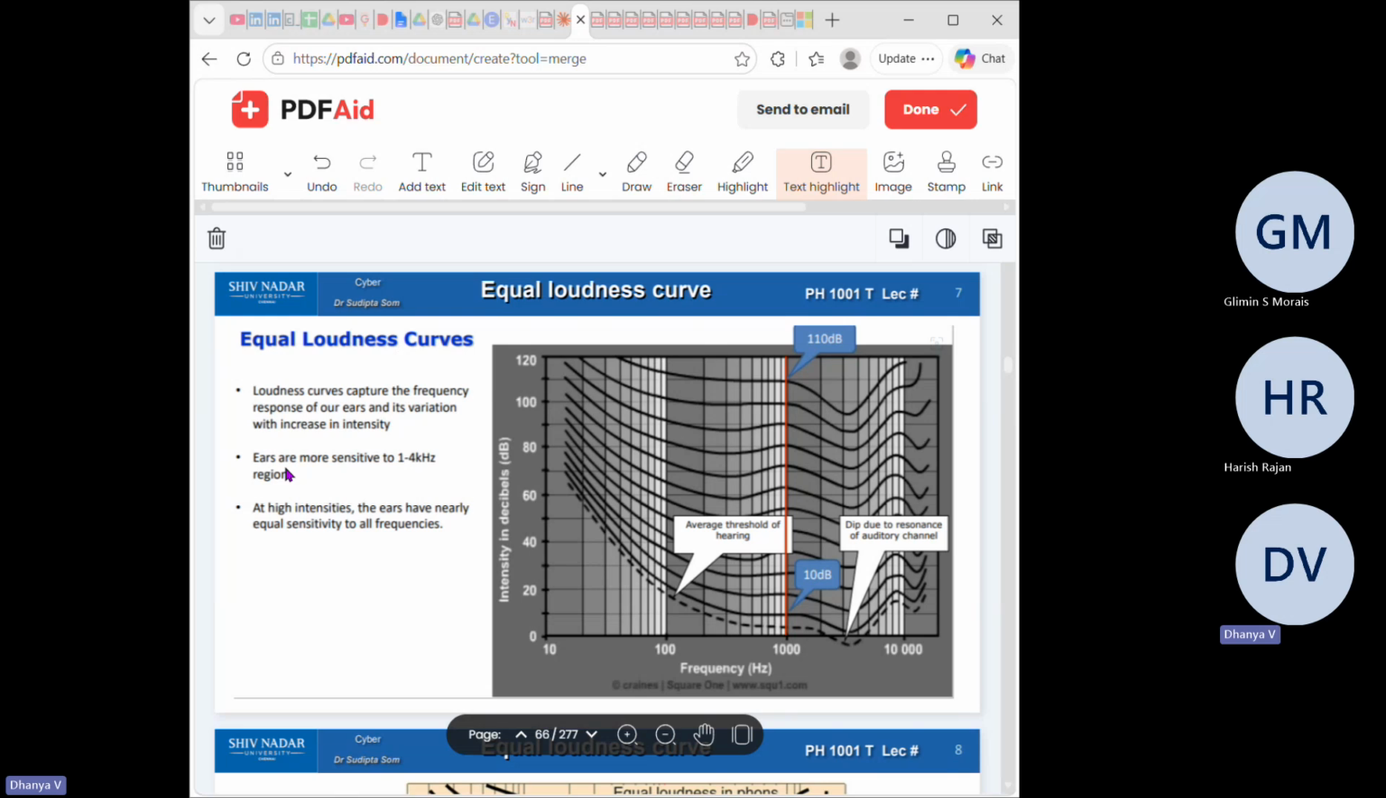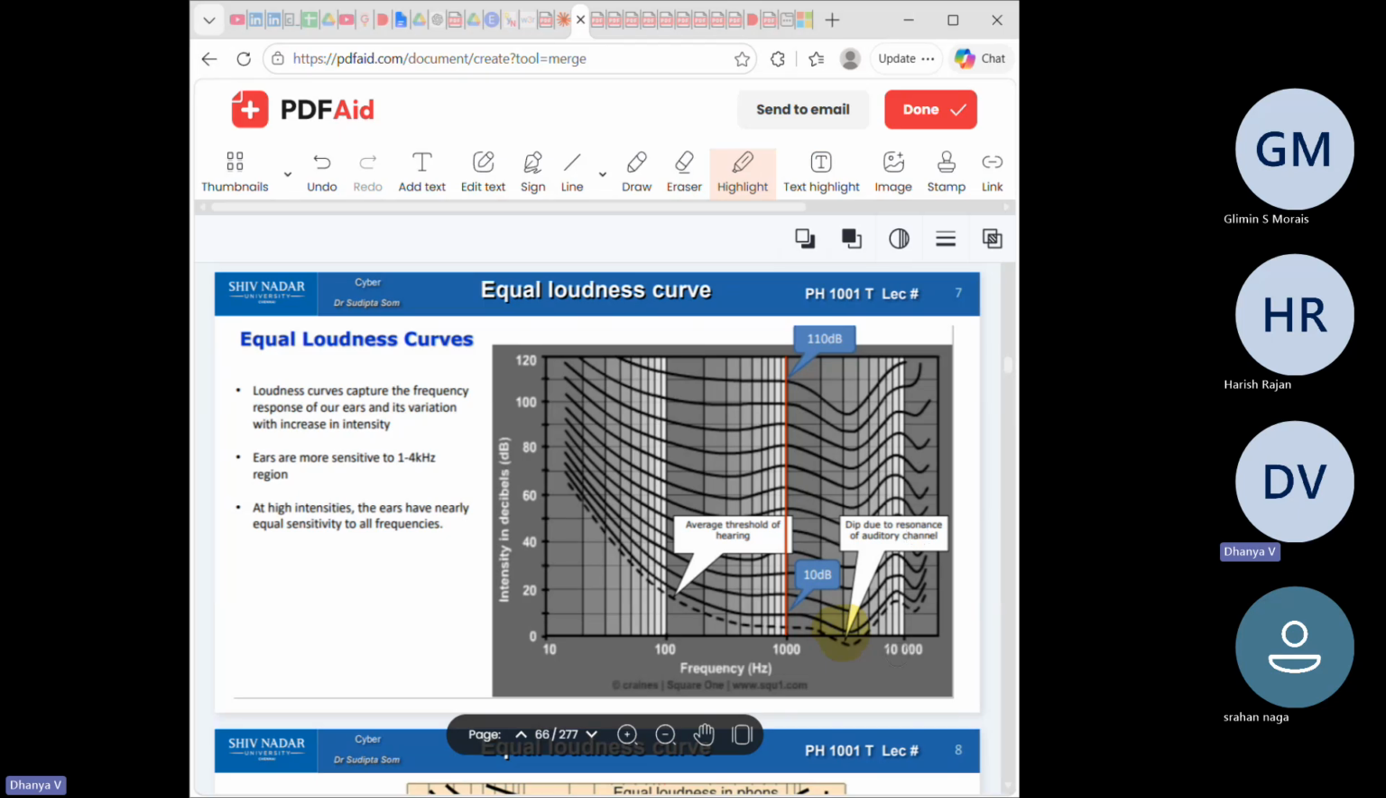Our human ears are actually sensitive to around 1 to 4 kilohertz, so around this region. It is sensitive around this region, so that's why we see a dip over here. This is due to the resonance of our ears' auditory channel. Because of that, there is a dip over here.